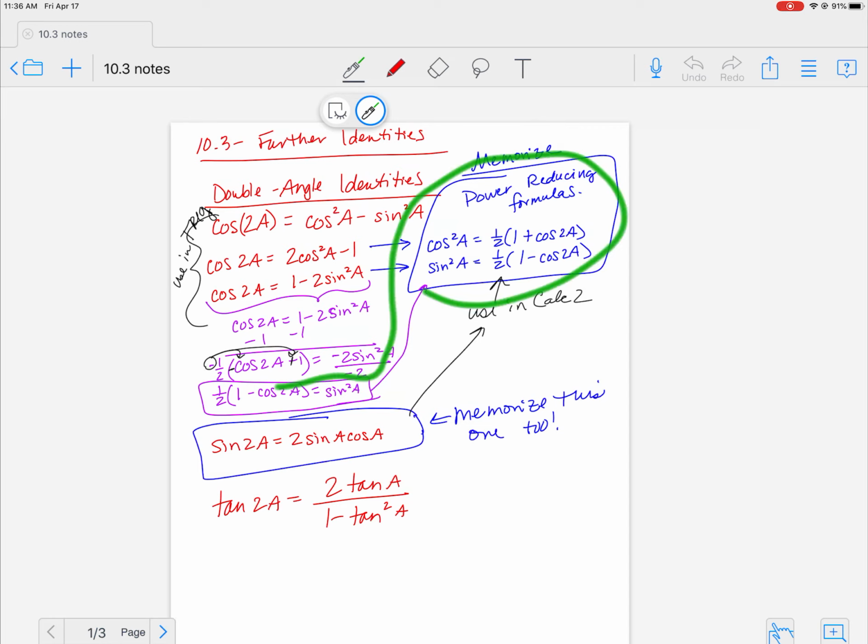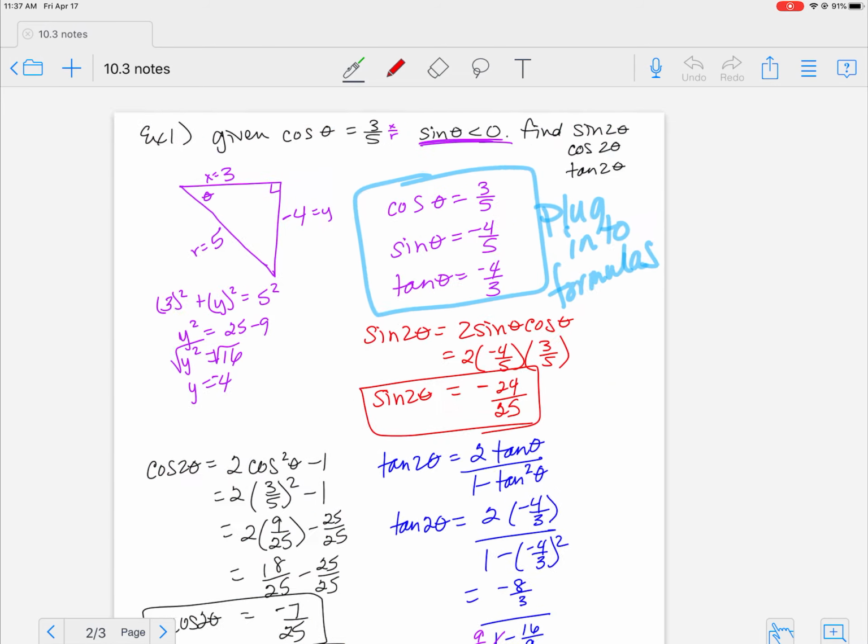So add these to your reciprocal identities, your quotient identities with tangent and cotangent, and your Pythagorean identities. Here are more to add to that list. The rest of these, you're going to use in trig right now, but you use them later, but it's just a manipulation of it that is the key. Tangent, we're going to use it now, and that's it.